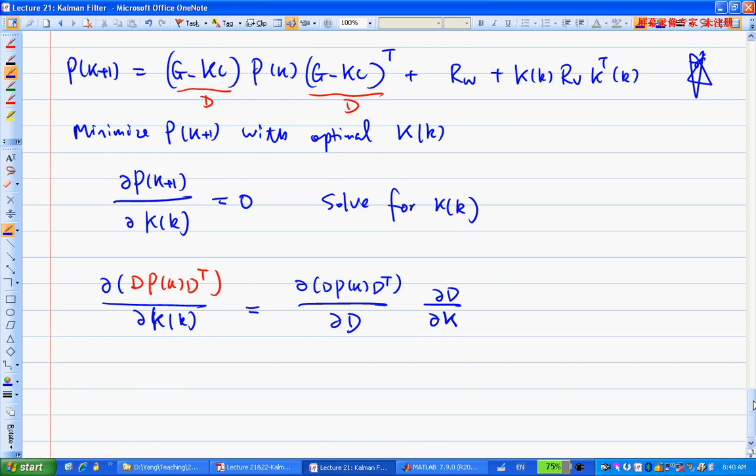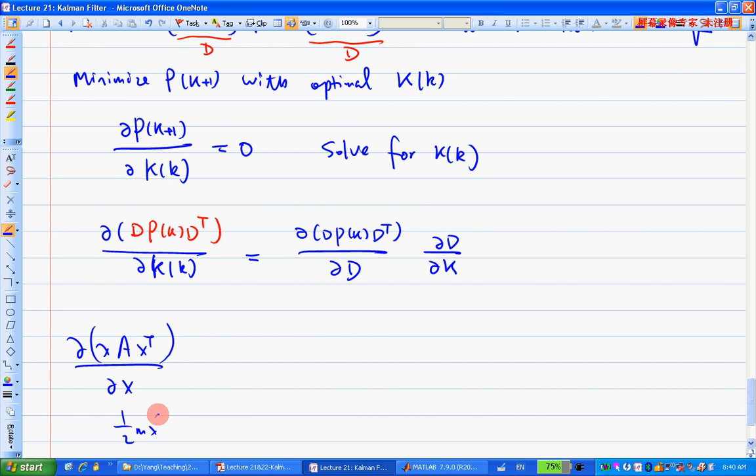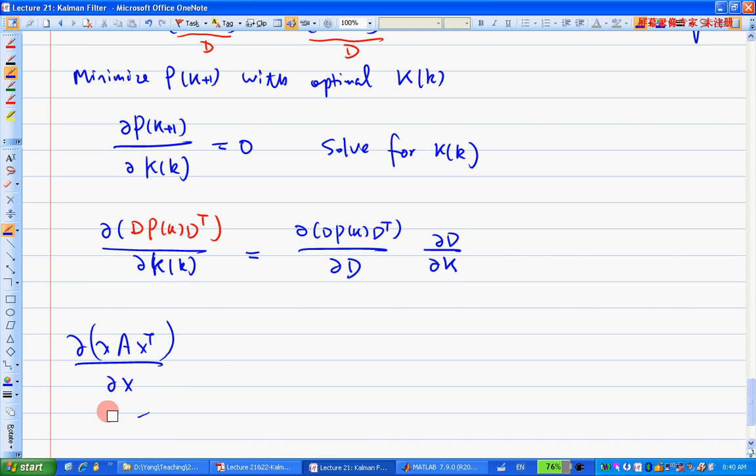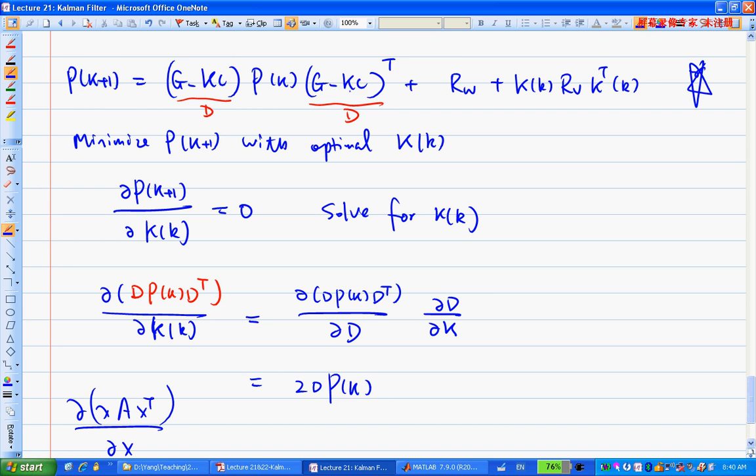In the previous lecture, when we learned optimal control, I showed you something already, right? You have x transpose A x. What's the partial derivative of that with respect to x? Remember, it's similar, like the 1/2 m x squared kind of structure here. You can see that the first one gives you 2D P of k. Then partial D over partial K. This is a D here, so partial D over partial K, that's a constant, gone. C is a constant, so you're supposed to get minus C, right? However, this is matrix calculus, so you're actually going to get negative C transpose. That's essentially to keep the dimensions consistent.